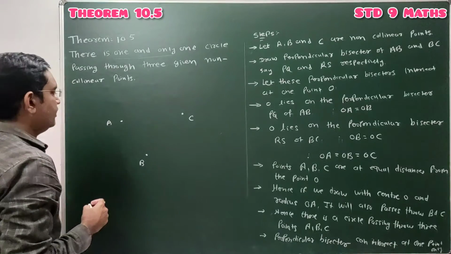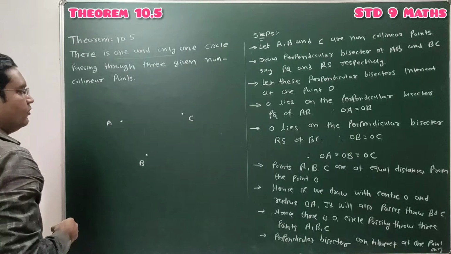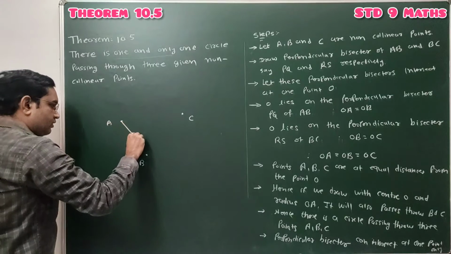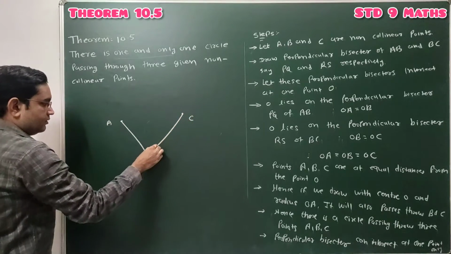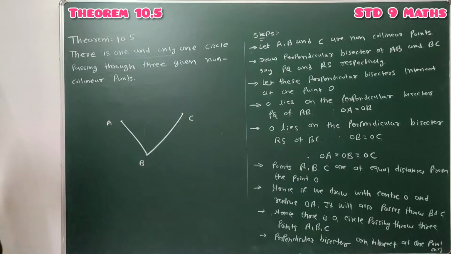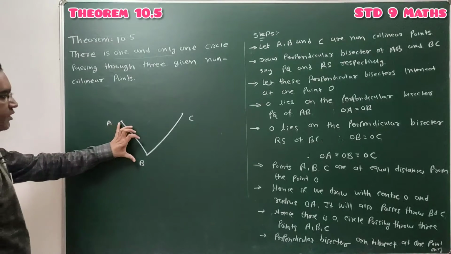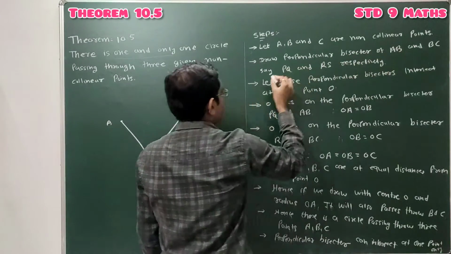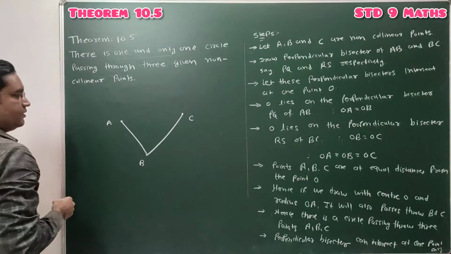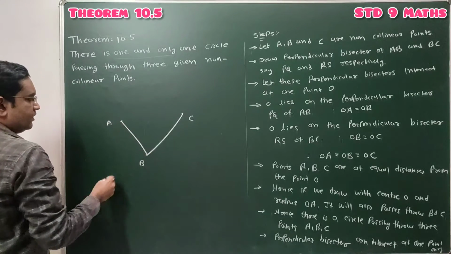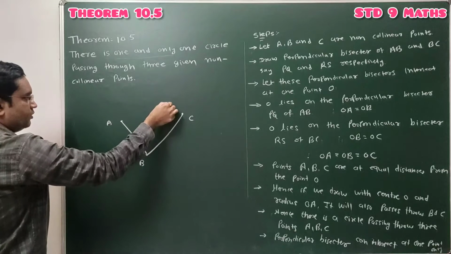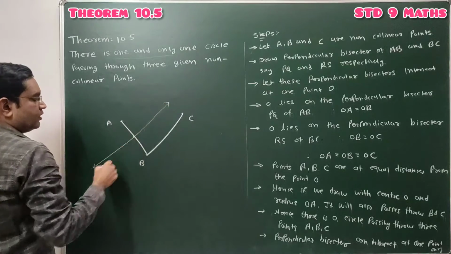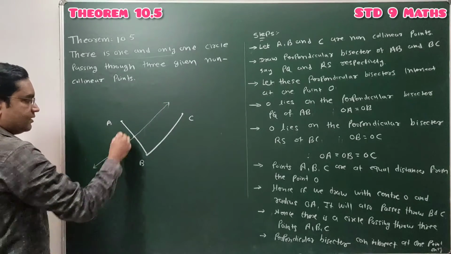Done? Now what you have to do? We have to draw the perpendicular bisector of the line segments AB and BC. So here join AB and BC. For the next step we have to draw the perpendicular bisector of AB and BC, which are PQ and RS respectively. All of you know how to draw the perpendicular bisector of AB, using a compass and scale.